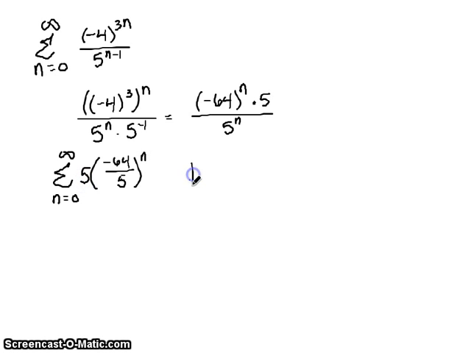So once again, we have to check, is the absolute value of negative 64 over 5 less than 1? It is not, so this is going to diverge.